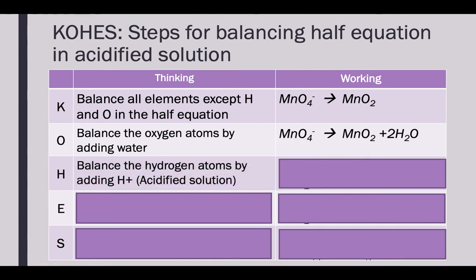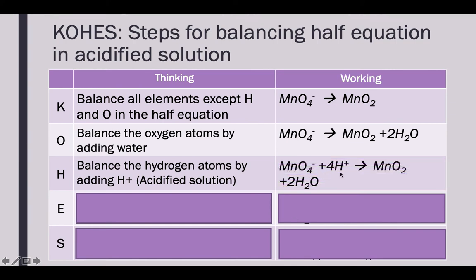Okay. Then you balance hydrogen atoms by adding hydrogen cations. So before, when we added water, we also introduced hydrogen atoms. Here we need to balance them out by adding hydrogen cations on the left-hand side, leaving the rest of them the same.